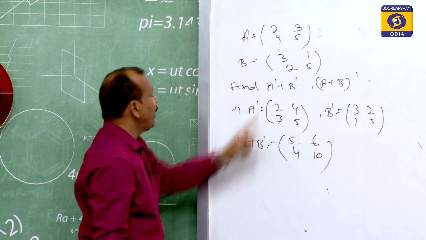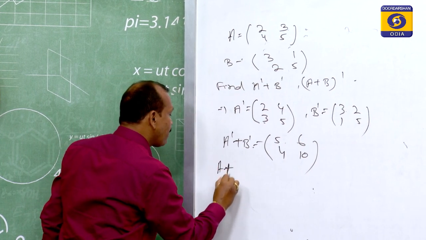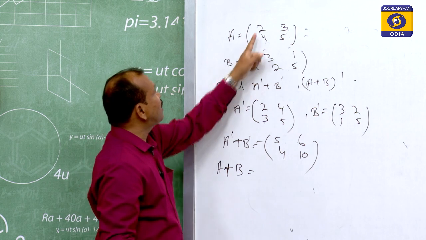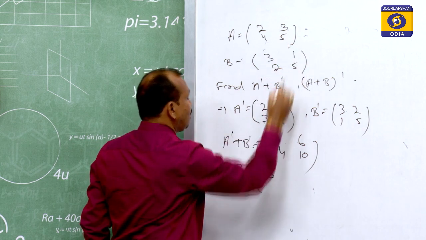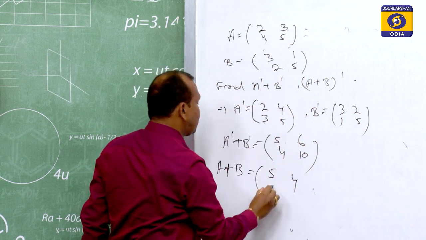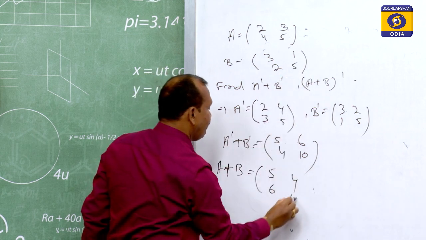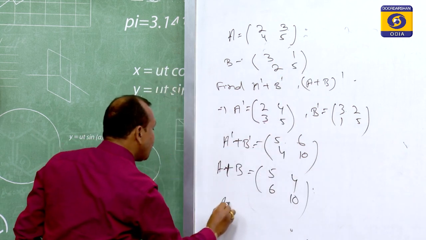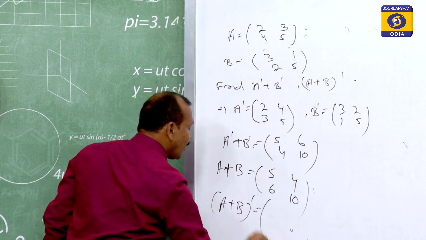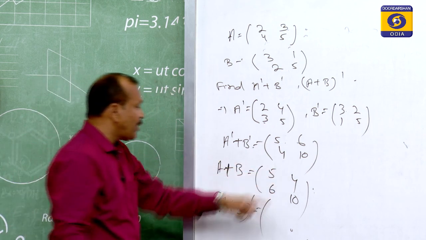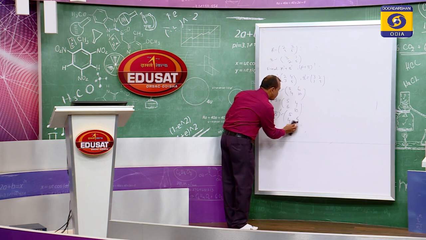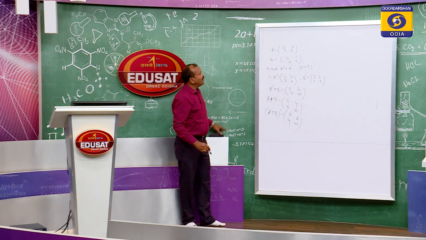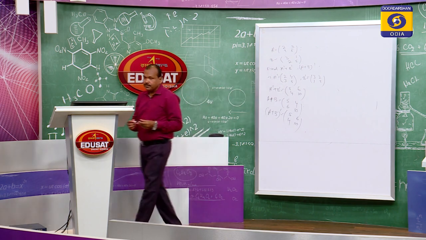Similarly, we have A plus B. Correspondingly add the corresponding elements. So 2 + 3 is equal to 5, 3 + 1 is equal to 4, 4 + 2 is equal to 6, 5 + 5 is equal to 10. Then A plus B dash becomes, now changing rows and columns, 5, 4, 6, 10. Similarly, we have A B dash, which we can find out easily.